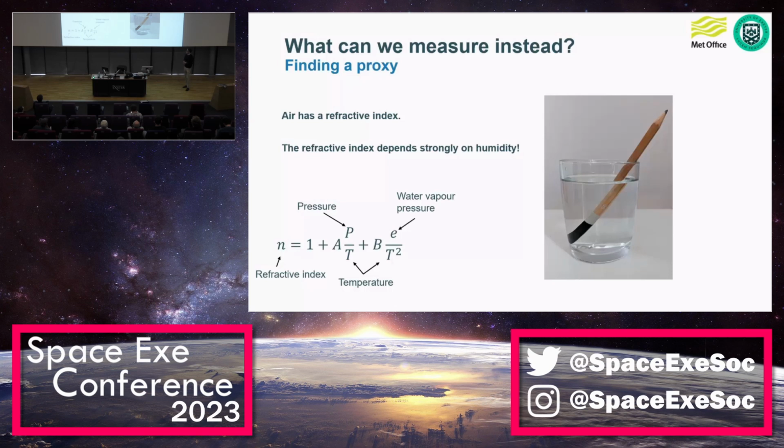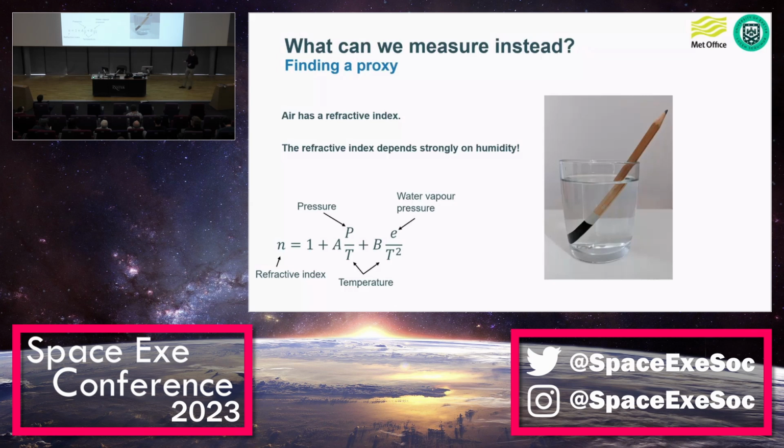What we do instead is we find something called a proxy. So this variable depends on humidity, but is much easier to measure. And one such proxy is something called the refractive index. So you're probably more familiar with the refractive index in terms of something like water or glass. And it essentially tells you how much light slows down inside that medium. So take, for example, diamond with a refractive index of, let's say, 2.4. So what that means is light travels 2.4 times slower in a diamond than it does in a vacuum.